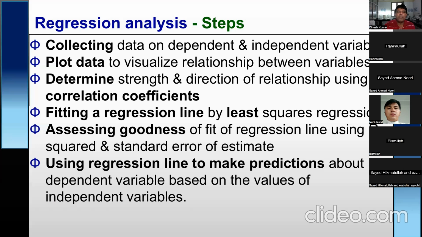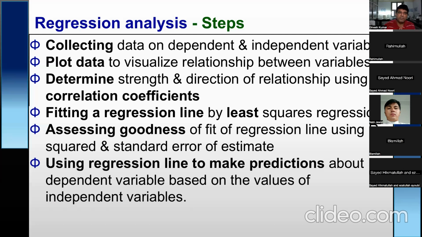So now see what regression analysis is doing. It is collecting the data on dependent and independent variables. First we collect the data, then plot the data to visualize the relation between variables. Then we will make the scatter plot. What kind of relationship do these variables have? Is it linear? Is it quadratic? Is it cubic? Is it exponential?